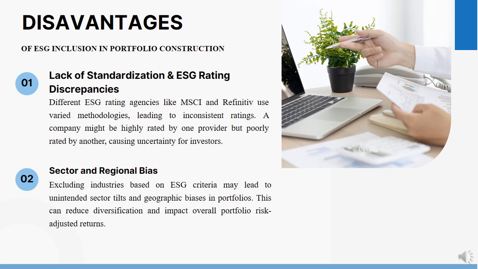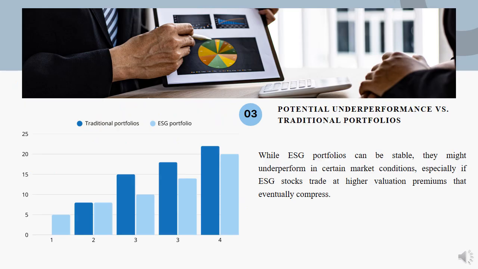Sector and regional bias. Excluding industries based on ESG criteria may lead to unintended sector tilts and geographic biases in portfolios. This can reduce diversification and impact overall portfolio risk and adjusted returns. The potential underperformance versus traditional portfolios. While ESG can be stable, they might underperform in certain market conditions, especially if ESG trade at higher valuation premiums that eventually compress.